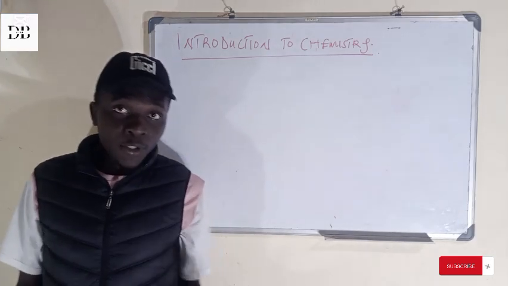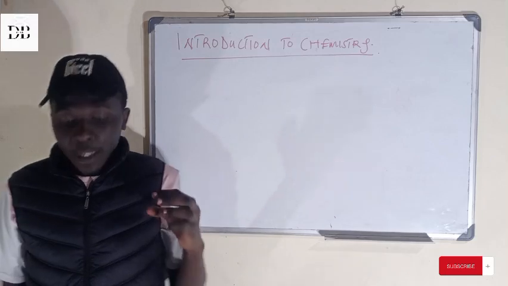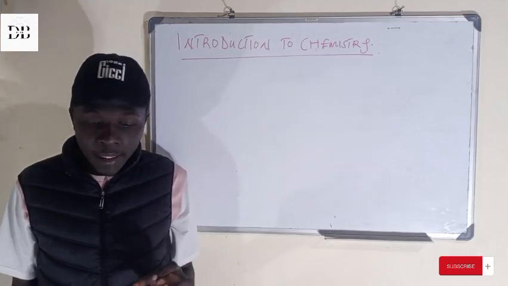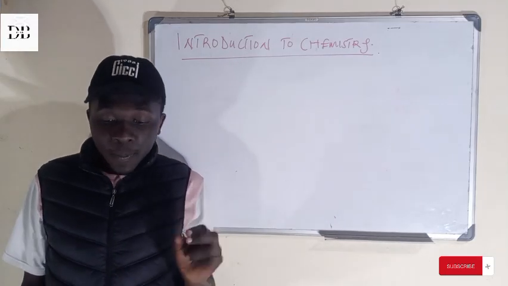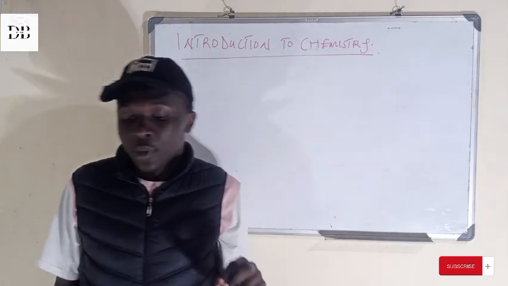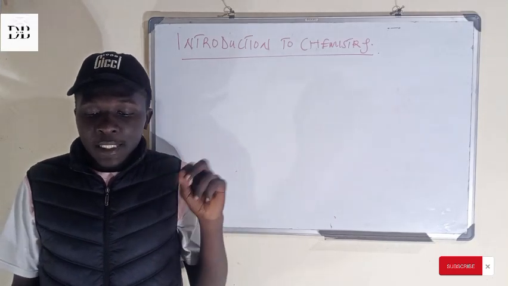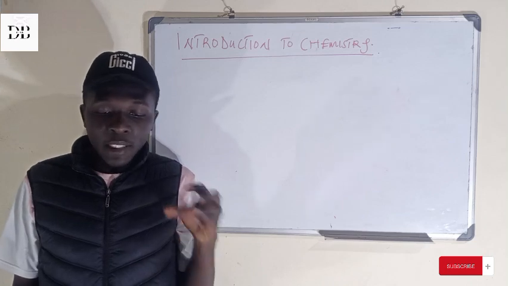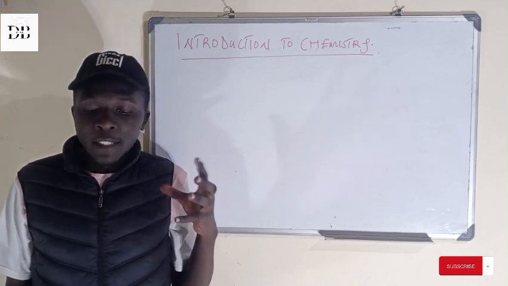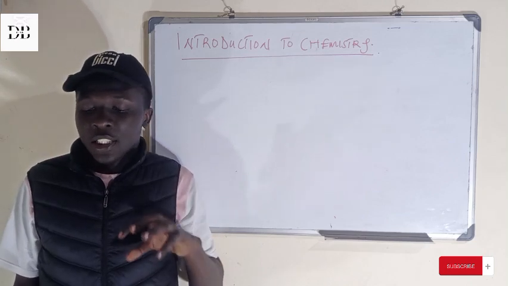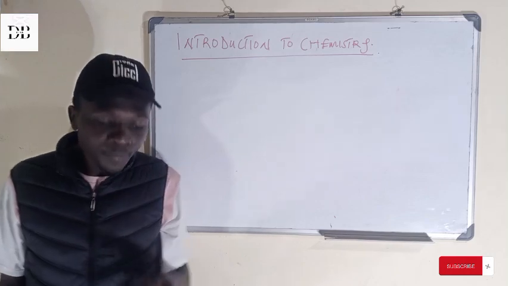By the end of this video, we must be able to, number one, describe what chemistry is. Number two, classify the branches of chemistry. Number three, explain the importance of chemistry. Number four, describe the challenges faced by these chemical industries. And finally, we must be able to demonstrate an appreciation of the safety in the lab.